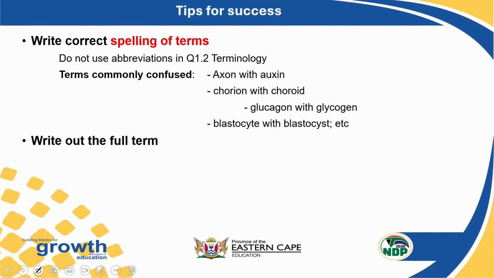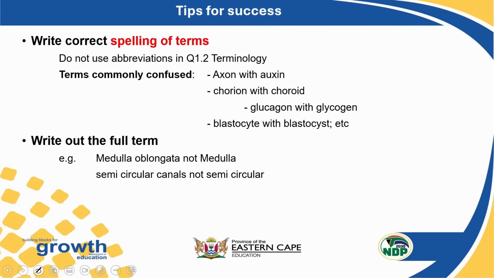Then, always write the full term. Learners are writing medulla instead of medulla oblongata. There are many different medullas in the body, and so we need to know the part of the brain we're talking about is the medulla oblongata. Semicircular instead of semicircular canals.